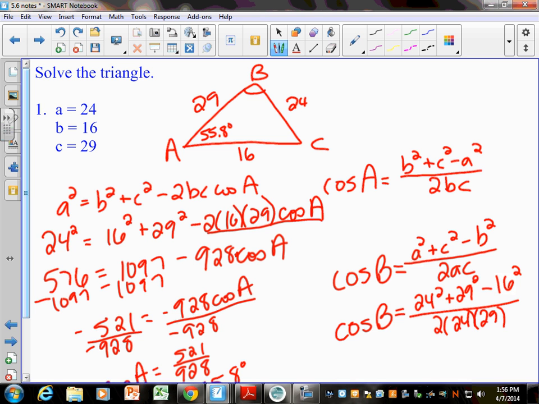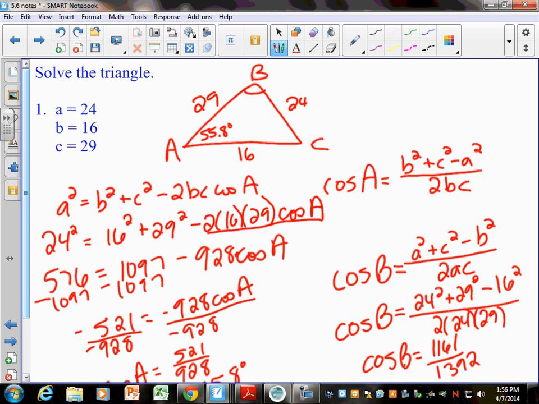Really annoying is when you plug in the wrong letter in the wrong spot and then you miss it. It annoys me when I do that. Minus 16 squared. On the top there, I get 1,161. 1,392.